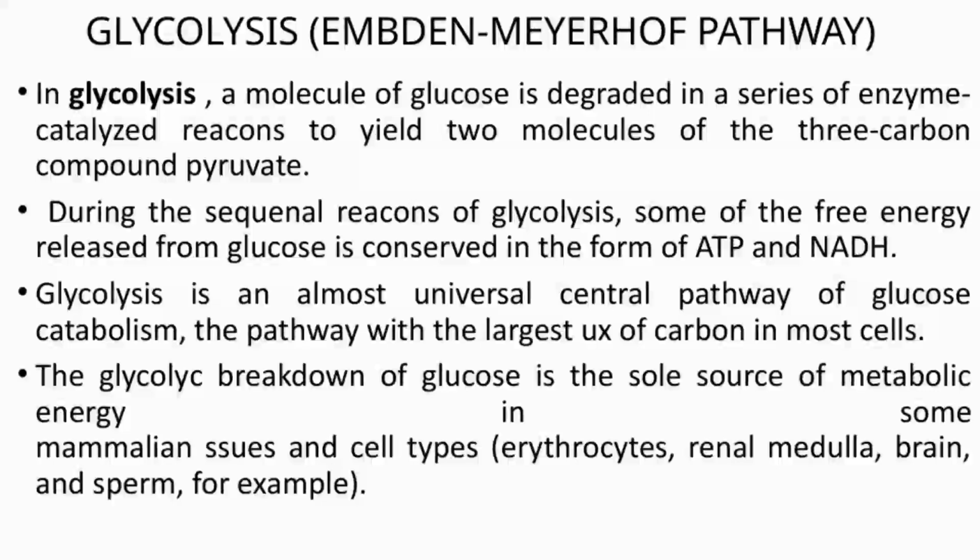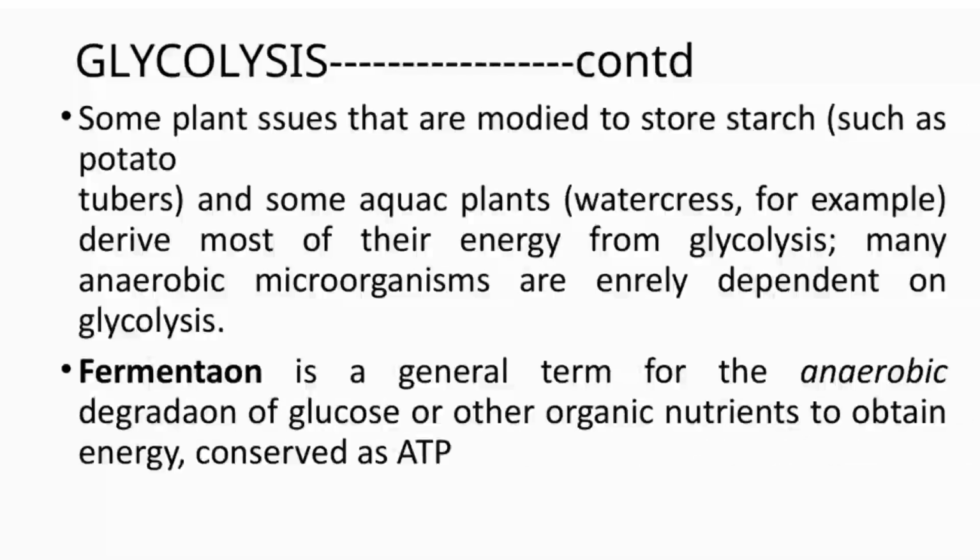Now, let's look at some interesting examples of how plant tissues are modified for energy storage. For instance, potato tubers are a great example. They store starch, which is a form of energy reserve. Similarly, some aquatic plants like watercress derive most of their energy through glycolysis, especially in low-oxygen environments. It's also important to note that many anaerobic microorganisms, those that thrive without oxygen, are completely dependent on glycolysis for their energy needs. Glycolysis is really fundamental in these contexts because it allows these organisms to generate ATP without oxygen.